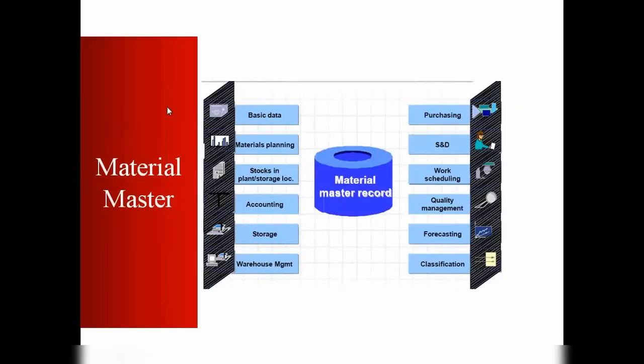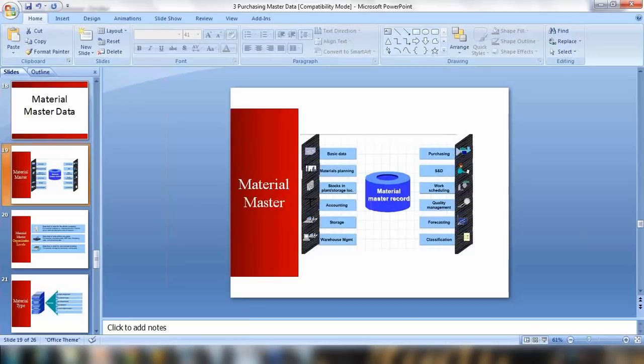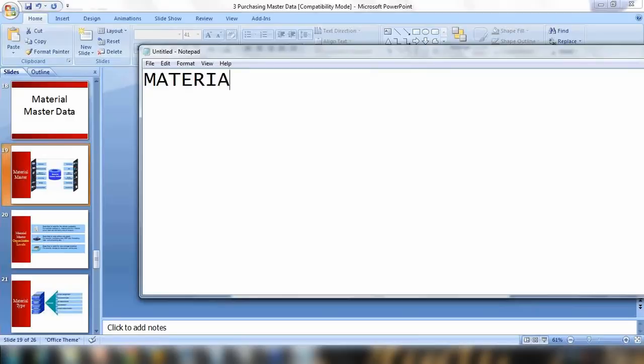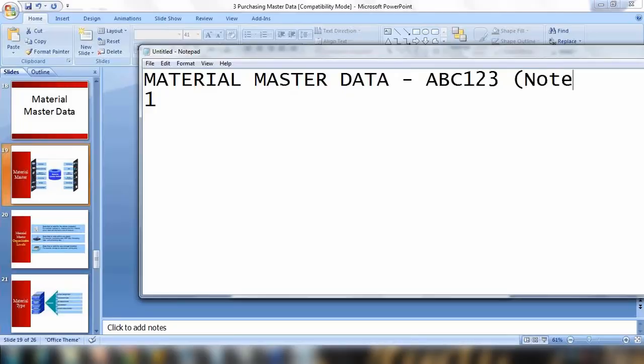Now, the material master has different views. For example, basic view, material planning, stock view, accounting view, storage view, warehouse view, purchasing view, sales and distribution view, work scheduling view, quality management view, forecasting view, classification view. So what that means is, let me explain this here. In a typical business scenario, who is using the material master? Mainly most of the departments use the same material. If my company is selling laptops and my product code is, say, ABC123, that means it's a 15-inch notebook.